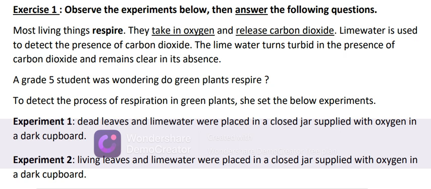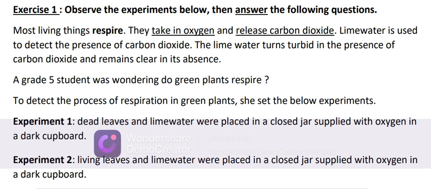So experiment 1, dead leaves and lime water were placed in a closed jar supplied with oxygen in a dark cupboard. We bring dead leaves and lime water. We closed the jar on them and we filled the jar with oxygen and we placed them in a dark cupboard. We placed them in the dark so the plant doesn't perform photosynthesis. I don't want it to perform photosynthesis, and I want to see it in the night. What is the plant doing at night? Does it respire? That's why I place it in the darkness.